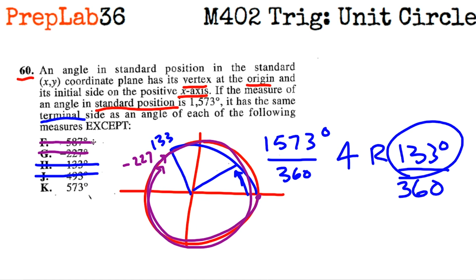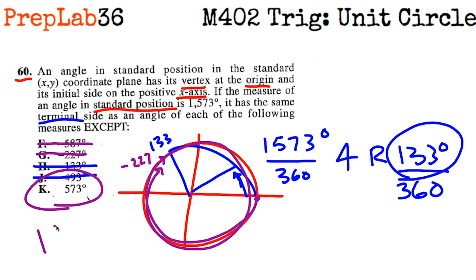We've eliminated 4 out of the 5 answer choices. That means 573 is not equal to 1,573. That's the obvious answer because it's 1,573. So if I subtract off 1,000, it doesn't make sense.